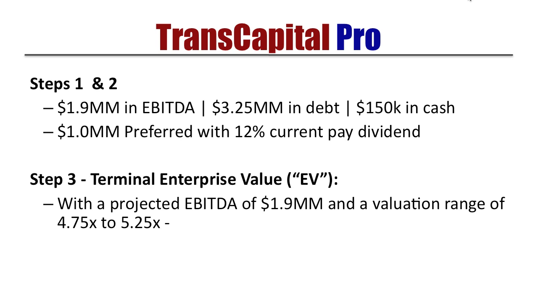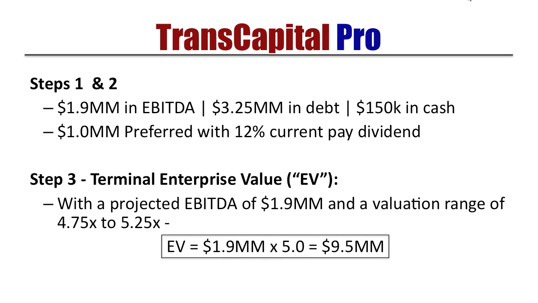Step 3 is the terminal enterprise value. So here we know that the projected EBITDA is $1.9 million according to our forecast, and we've got a valuation range between 4.75 and 5.25 times. So we're going to call it 5 times cash flow, and so $1.9 million times 5 gives you an enterprise value of $9.5 million.